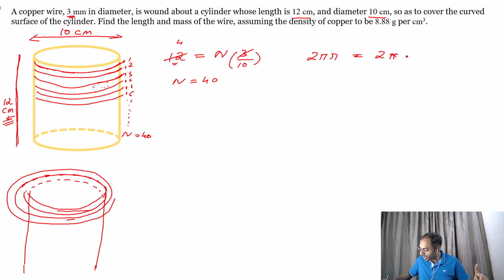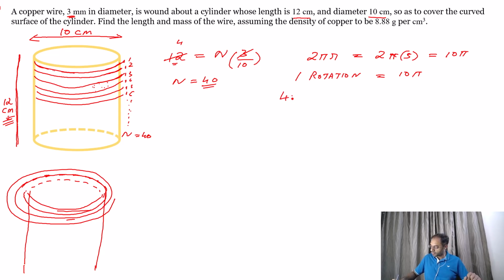2 pi and radius is 5. So it is equal to 10 pi. So one rotation of the wire is equal to 10 pi, the circumference or the length of that wire for one rotation. Now we have 40 rotations here. So for 40 rotations, what will be the length of the wire? 40 into 10 into pi, which is 400 pi. This will be the length of the wire.